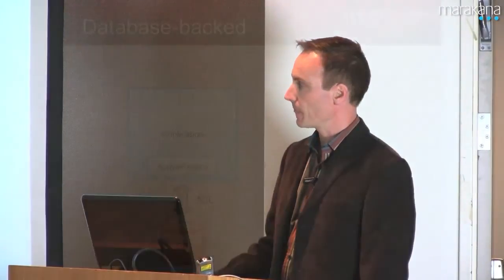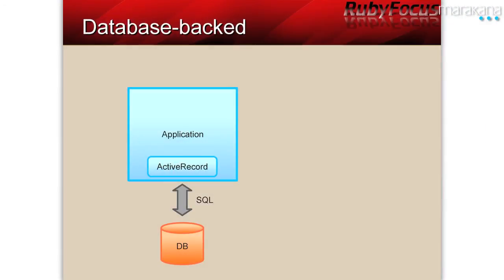So, in traditional Rails applications, we have an application in blue, and it has a database connection of some sort, typically, and the layer that communicates to the database is ActiveRecord. It's the ORM layer, the object relational mapping layer, and the language that ActiveRecord talks with the database is SQL, typically. That's great. It works really well.